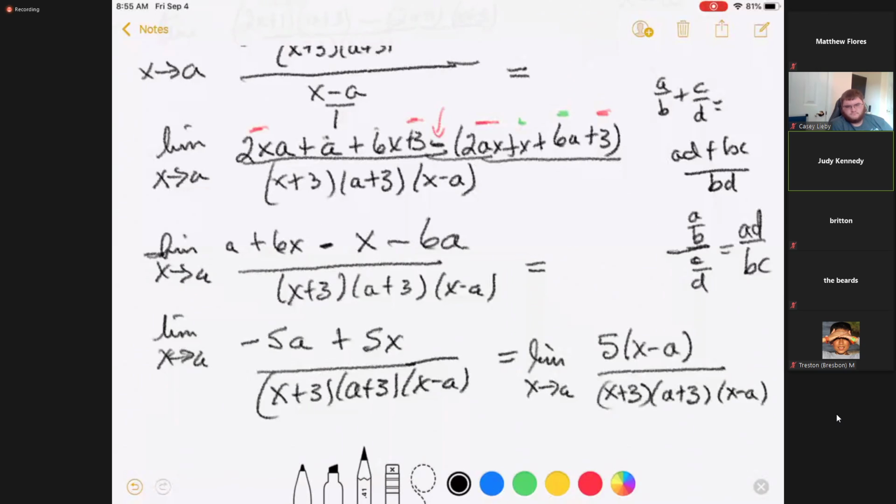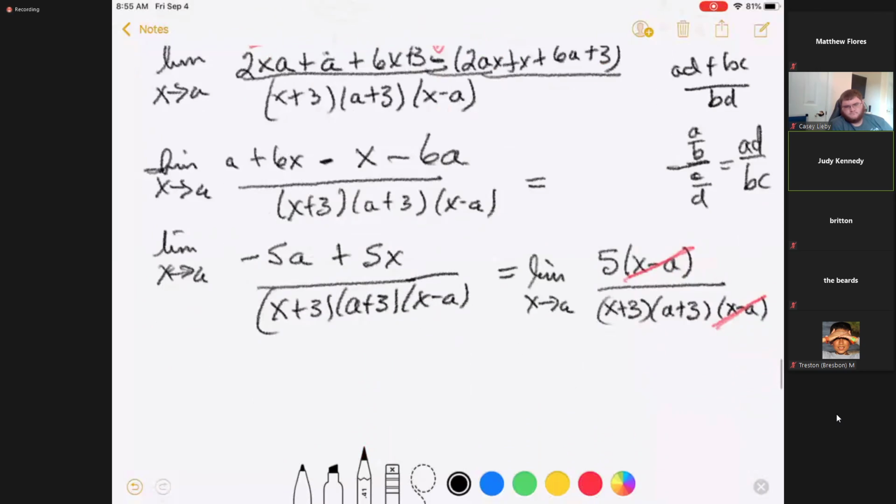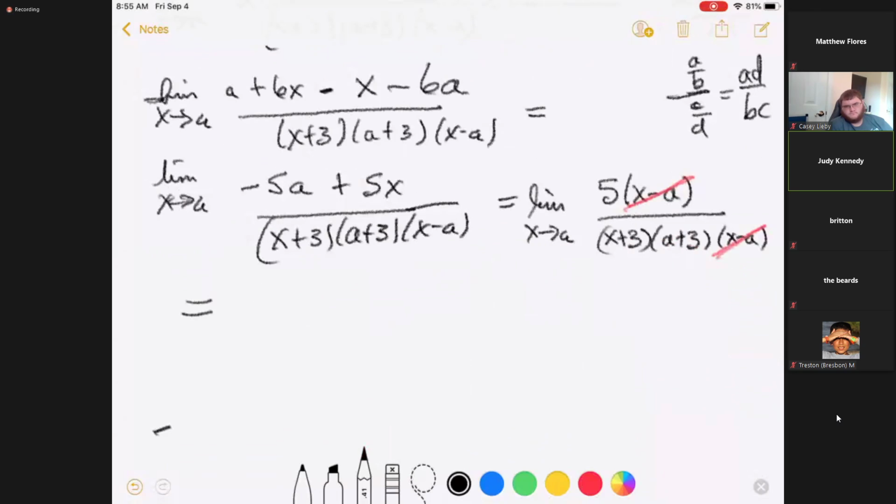Well, I've got an x minus a on the top and an x minus a on the bottom as factors. So I can cancel them out. And once I do that, the 0 over 0 problem has gone away. That's what you're going to be doing every time. It's getting rid of the 0 over 0 problem.